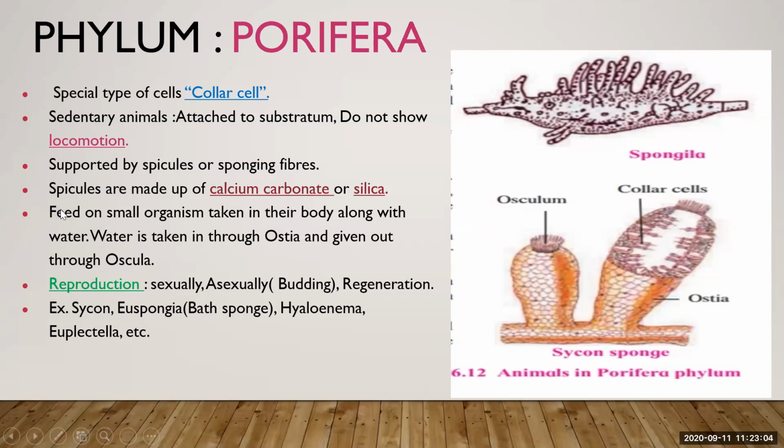Then how they live: they feed on small organisms taken into their body along with the water. They are taking water in through these ostia, and as they take the water, small particles and small animals come inside their body and they feed on them. Water is taken in through the ostia and given out through the osculum.